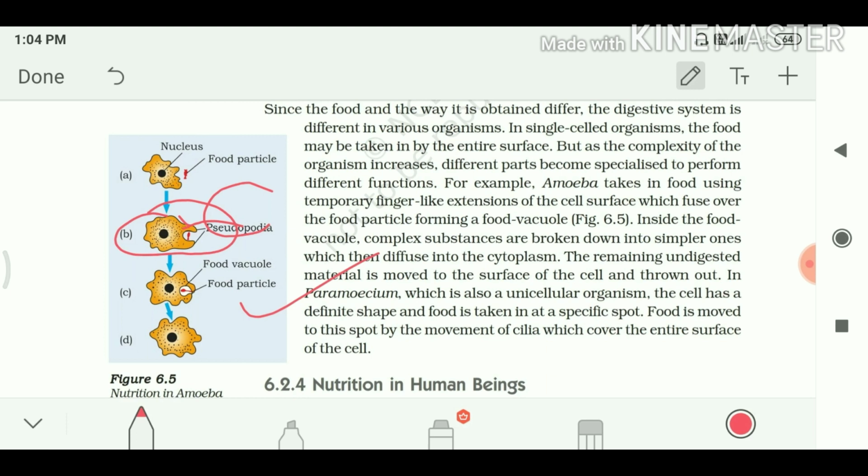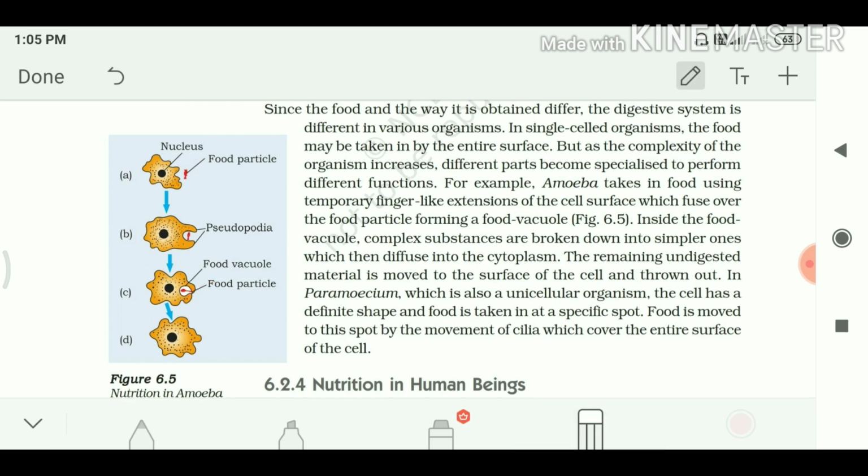Now the second step is digestion. So how does amoeba digest its food material? It is also very easy. Amoeba has some hydrolytic enzymes, right? That are also stored in one vacuole. These hydrolytic enzymes fuse with this food particle and break it down into its simpler form. Now the simple food particles are formed. So this step is called digestion.